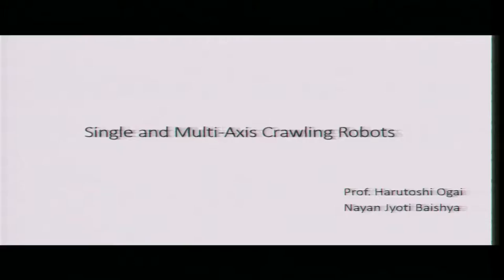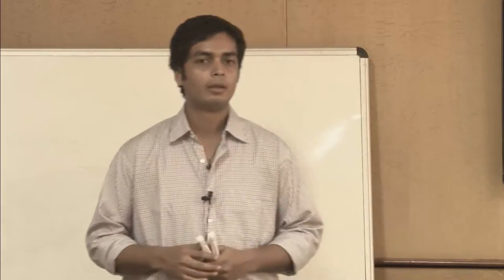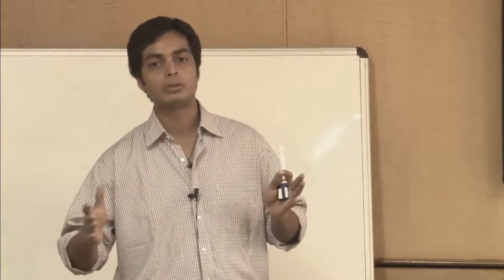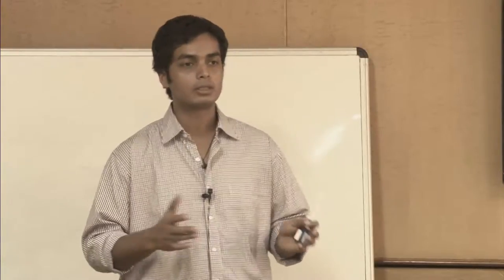I'll be presenting the lecture on the mathematics in designing a crawling robot. For designing a crawling robot, the most important thing is that it should pass through an elbow. So the dimensions of the robot should be chosen such that it does not get stuck in an elbow.